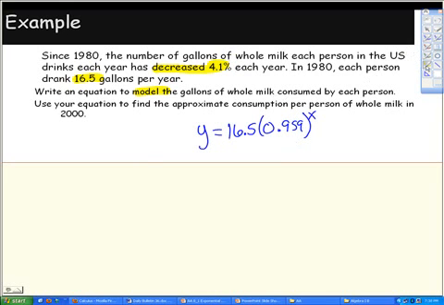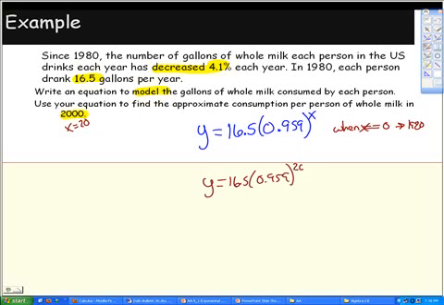Now they want me to do a prediction. They want to see how much milk people were drinking in 2000. Well, this is for when x equals 0, that's the year 1980. So what would x be in the year 2000? Well, x would have to be 20. So if I just check this out, I would say y is equal to 16.5 times 0.959 to the 20. And go ahead and throw that in a calculator.